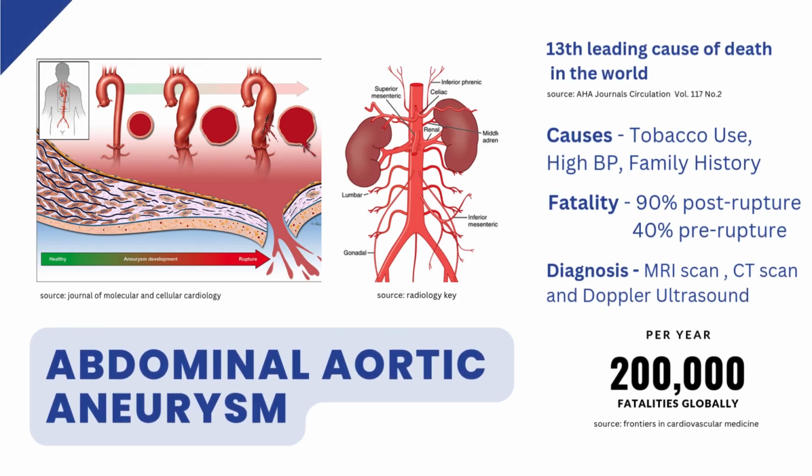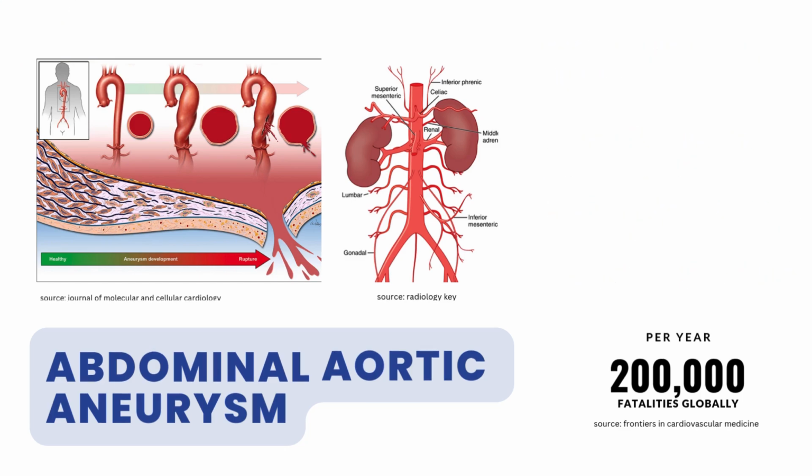Coming on to my problem statement, which is abdominal aortic aneurysms or AAA. It is a common cardiovascular disease with over 10 million cases per year in India and a high fatality rate of 40% pre-rupture to 90% post-rupture. In this, the abdominal aorta of the patient undergoes fast lateral expansion, due to which the arterial wall weakens and ruptures, resulting in internal hemorrhages, multiple organ failures, and ultimately deaths.